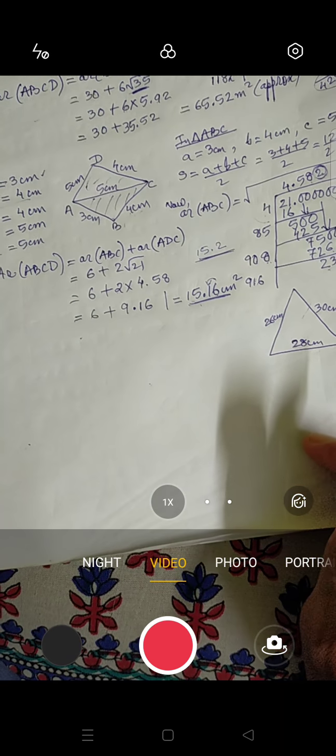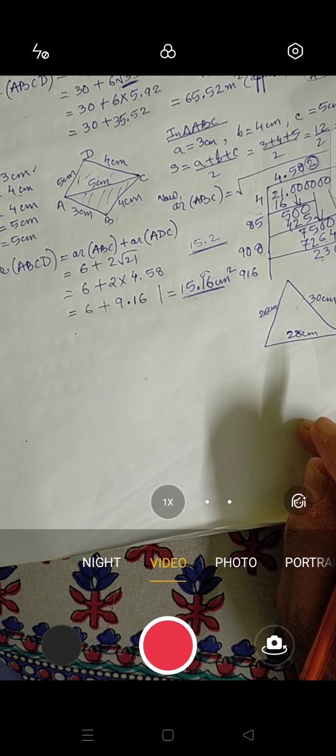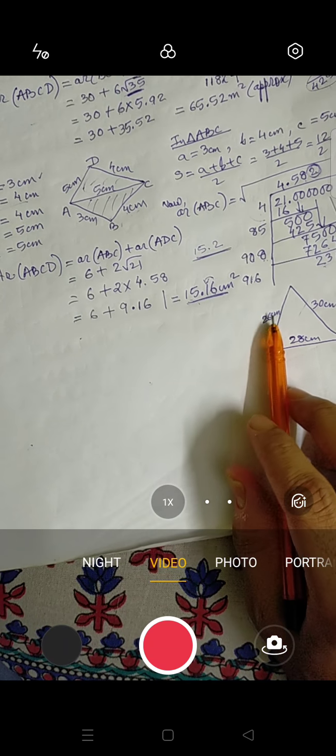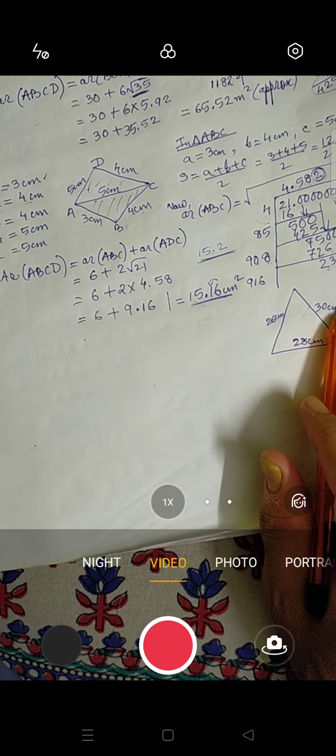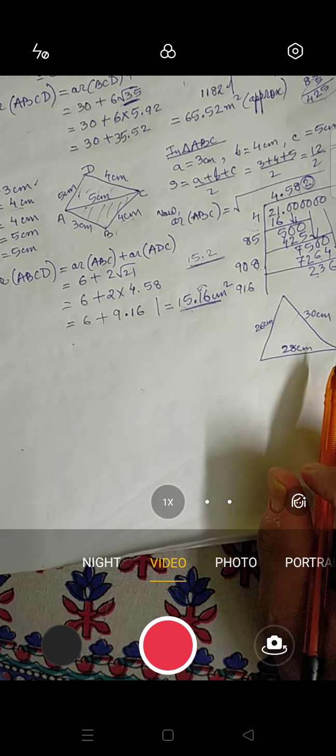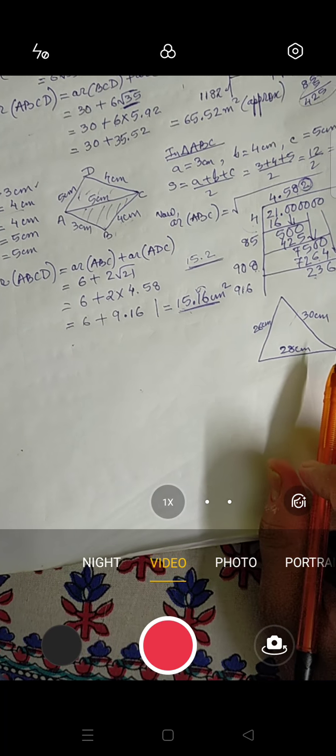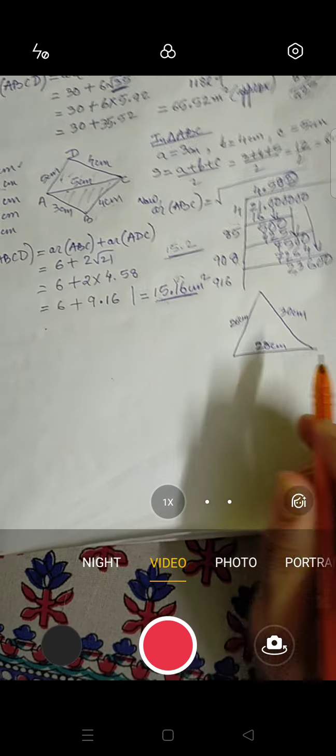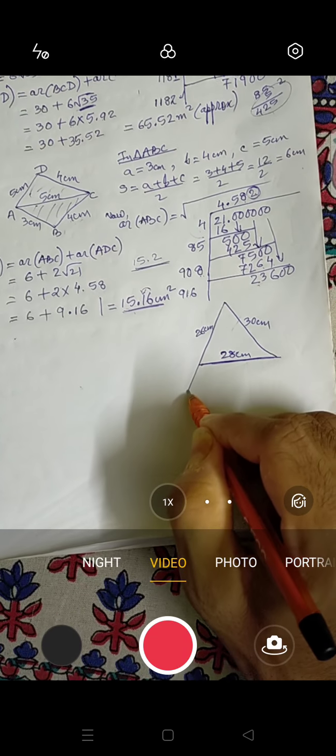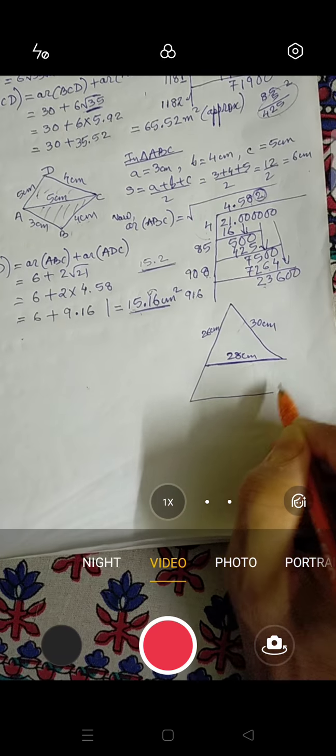Now in the question it was said that if the sides of a triangle are 26, 28 and 30 and the parallelogram stands on the base 28. That means the parallelogram has this base. So I am drawing a parallelogram somewhere here. Any problem?